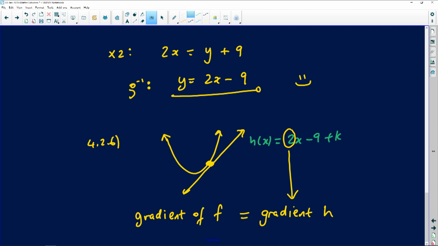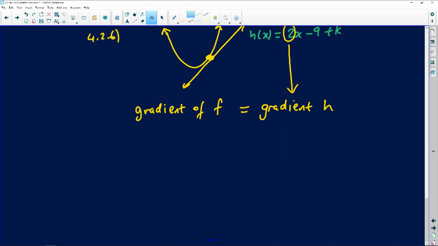Now, the problem is finding the gradient of the parabola. A parabola is not as easy as a straight line. We need to go back and find the gradient of a parabola. Somebody's asking, how do you find the gradient of a parabola? Well, the gradient of a parabola will be the derivative of that parabola. So the derivative gives you the gradient function. That gradient must be equal to 2. So let's find the derivative of f, and then we can finish off this question. Now, I have a problem. My graph is not in a nice way to factorize, so we're going to have to do some engineering first before we can find its derivative.